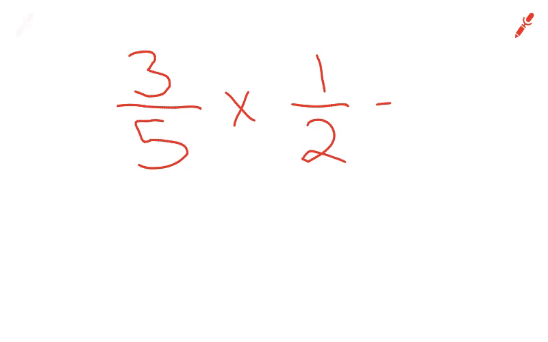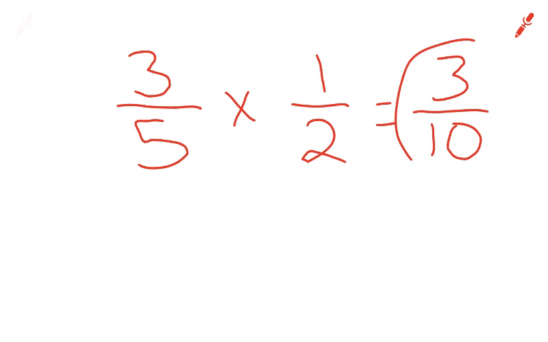B, we have 3 over 5 times 1 over 2. 3 times 1 is 3. 5 times 2 is 10. So our answer is 3 over 10. You go ahead and do C and D on your own. And go ahead and do those story problems on your own.